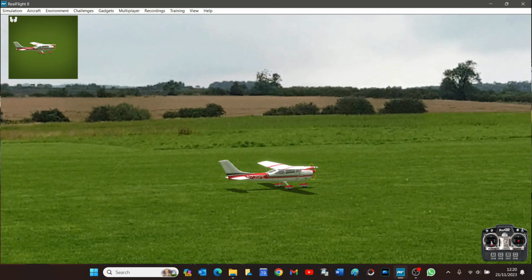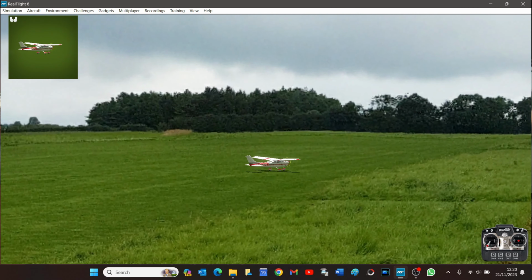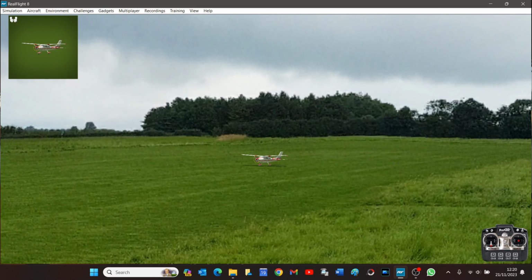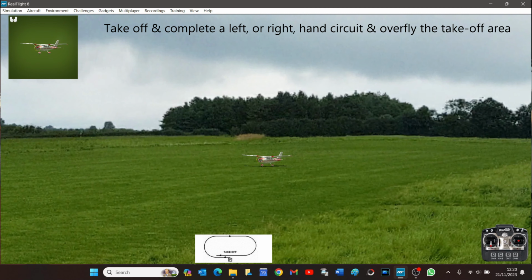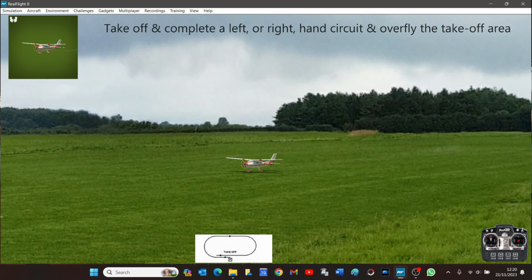Take your time, particularly on the test. And when you're ready, have a good look out again, make sure the takeoff area is nice and clear. And once again, call taking off. And gently open the throttle and do another circuit.